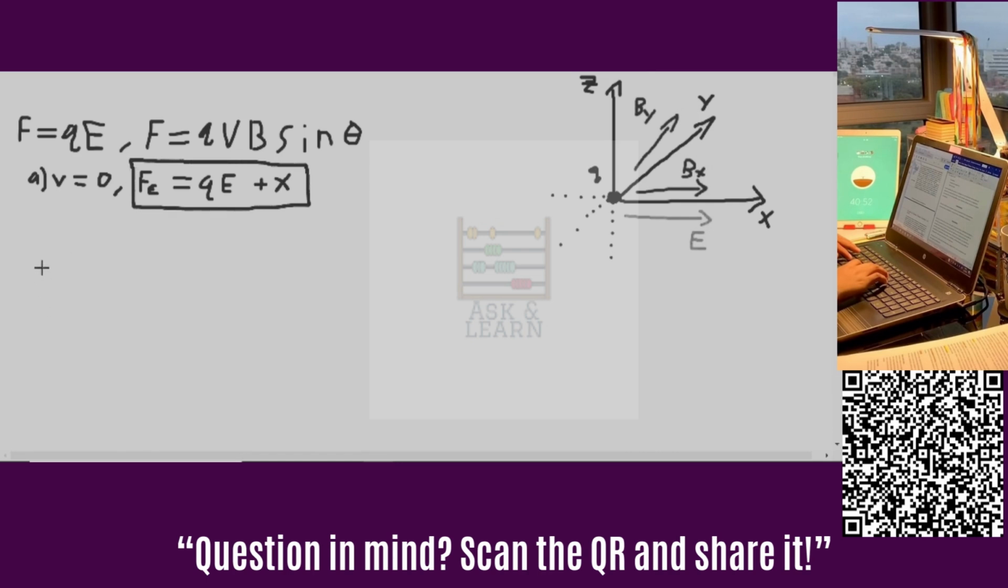For part B, we have a velocity now that we're given, v, and we're told v is in the plus x direction, which means moving to the right.